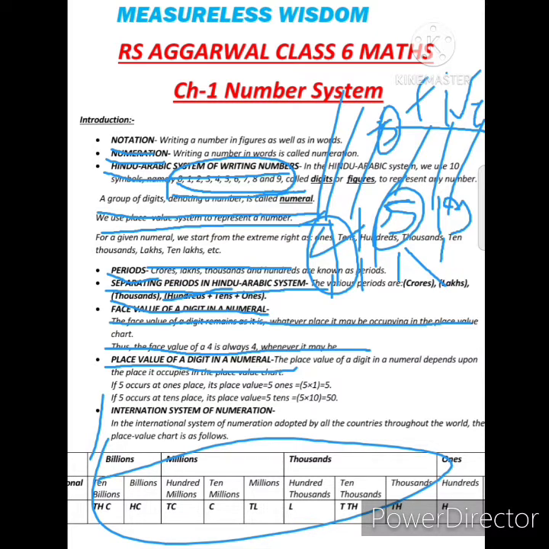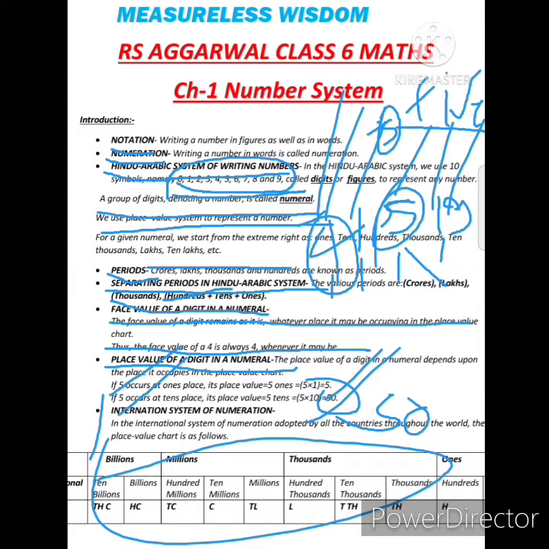You can see here an example: if 5 occurs at the ones place, its value is 5 into 1. It will be the same because its place is ones. But in the next example, its place is tens, so we have to multiply by 10, so the number form is 50. You can see here 50. So we are going to the next topic.